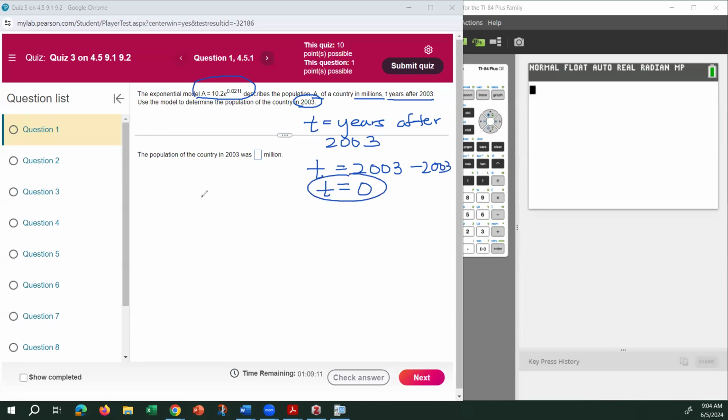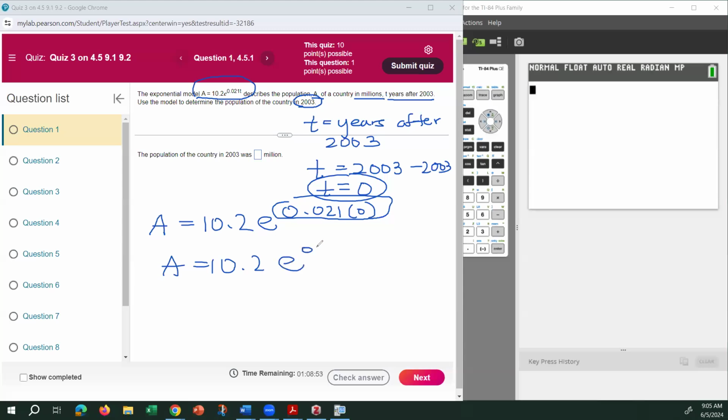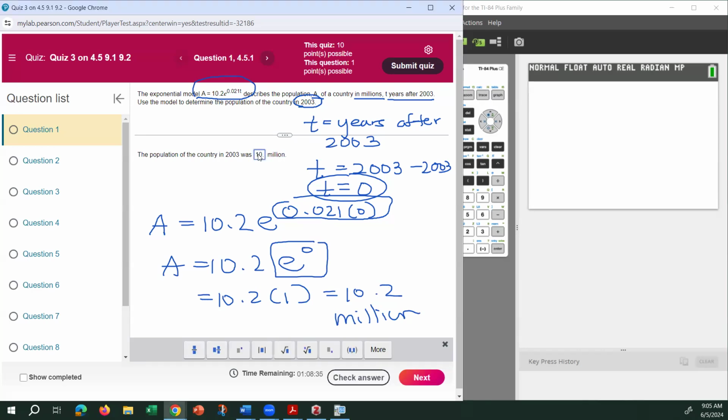So we're going to substitute 0 into this function that we're given, 10.2 e to the 0.021 times 0, which is 0. So we have 10.2 e to the 0. Anything to the 0 power is 1. So we have 10.2 times 1, which is 10.2. So this is going to be 10.2 million people. I'll just type in 10.2 for the answer.